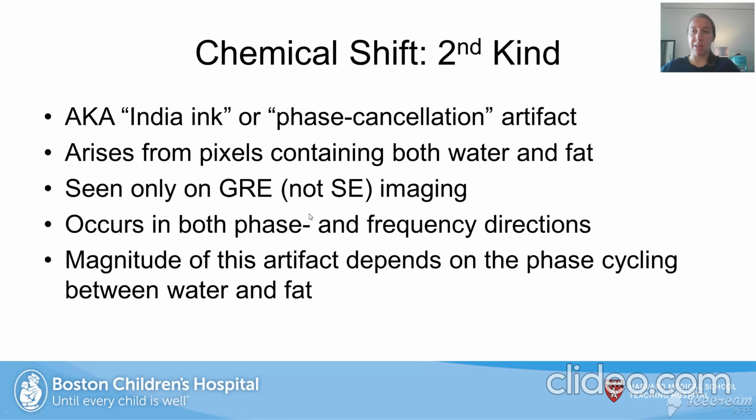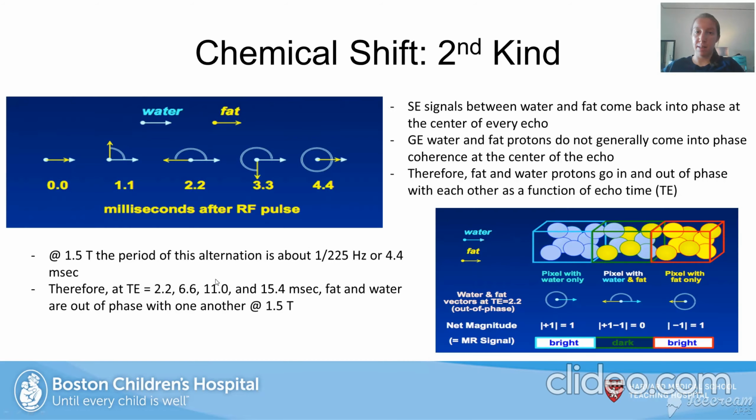So something like gradient echo might work. Well, it does work. And this occurs in both the phase and frequency directions. So this will be seen at every point, kind of surrounding objects or materials in the image. And the magnitude of this artifact depends on the phase cycling between water and fat, as you'll see.